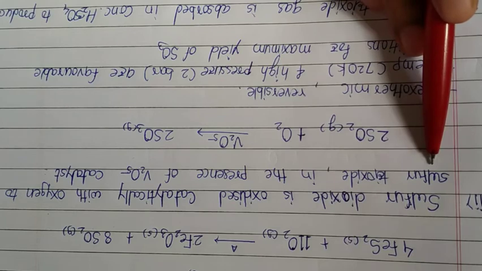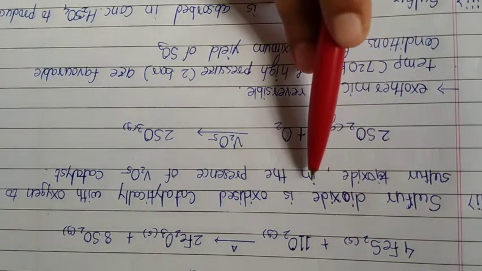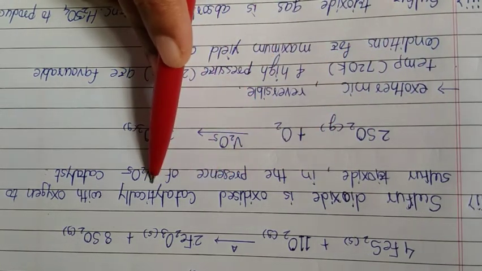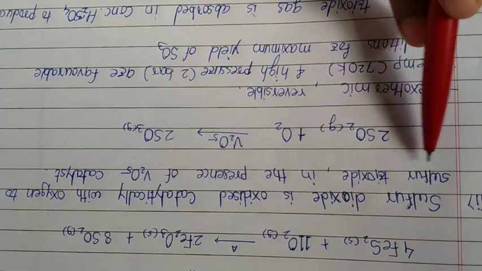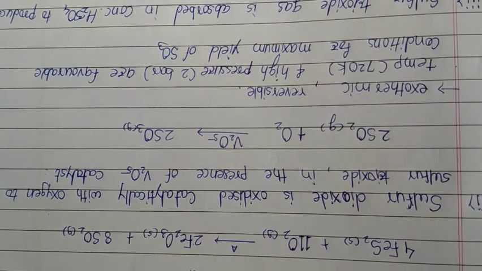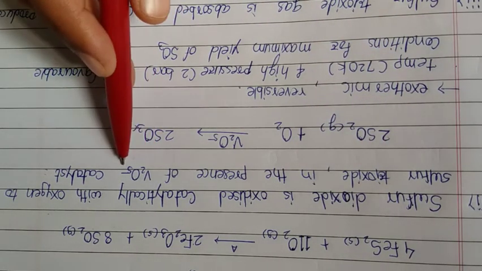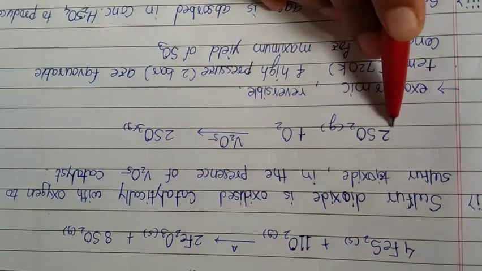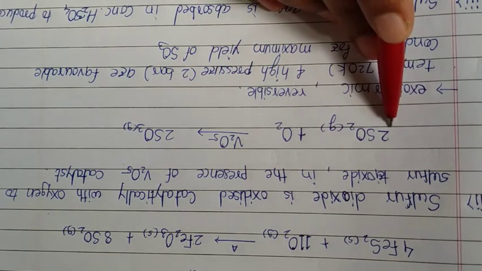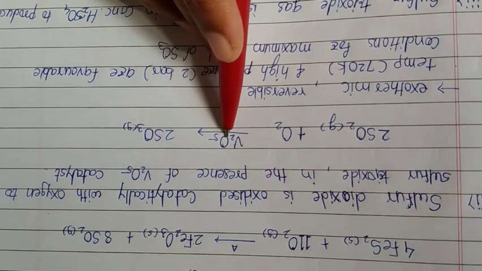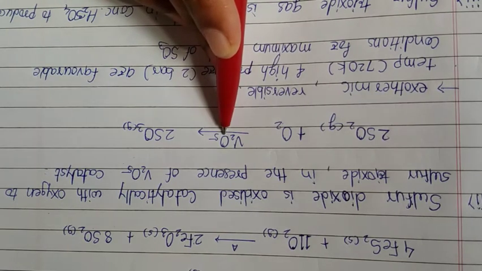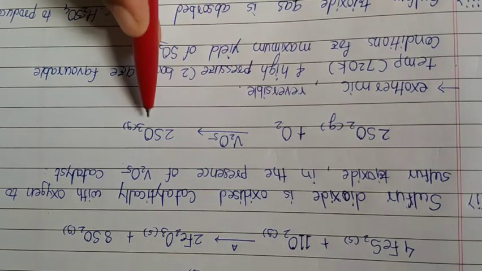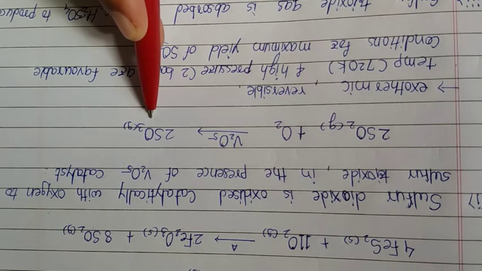The next step is that sulfur dioxide is oxidized catalytically with oxygen to form sulfur trioxide in presence of the catalyst V2O5. Here sulfur dioxide gas is catalytically oxidized, that is oxidized in presence of V2O5, to give sulfur trioxide.